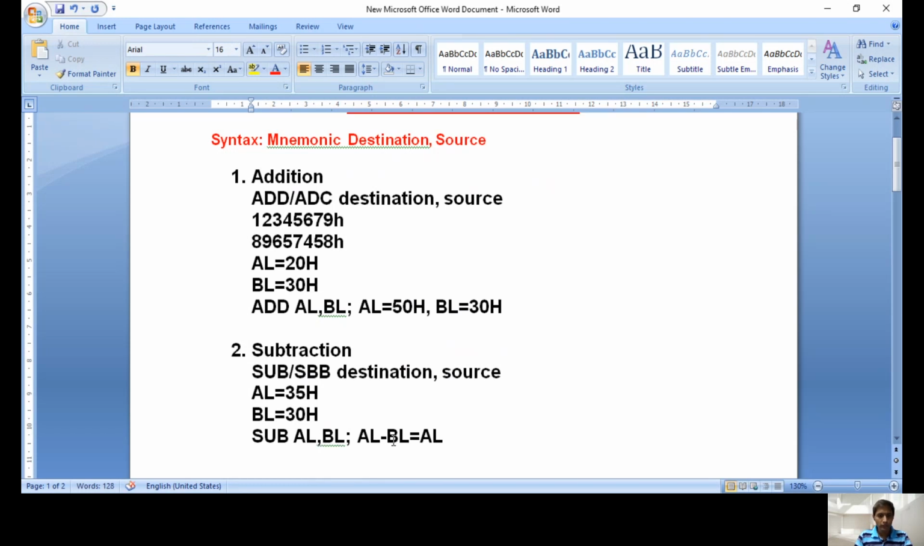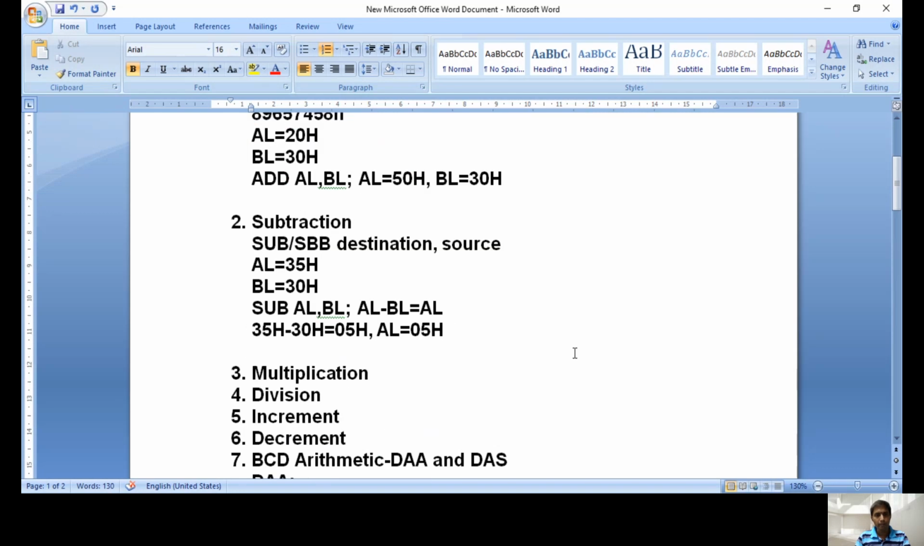So what is AL minus BL? 35H minus 30H. So what is the result now? 05H is the result. This result is stored in AL. So AL register now receives 05H data after performing the subtraction instruction. Similarly, subtraction through borrow. This instruction is used mainly for multi-byte subtraction.